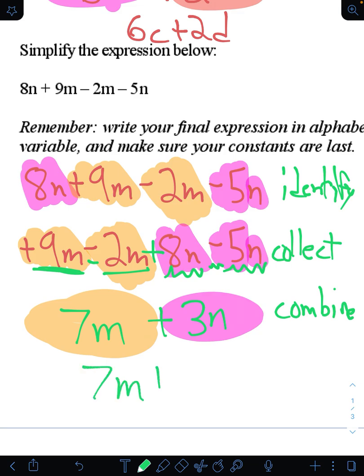So our answer is going to be 7m plus 3n. Okay? Good luck.